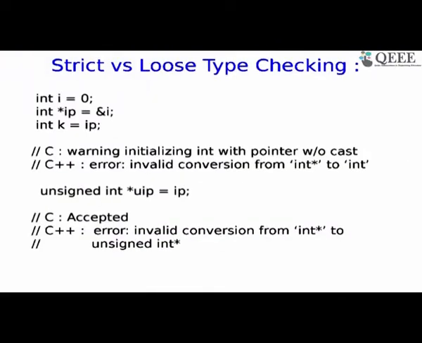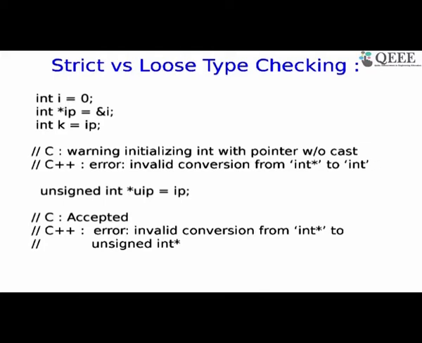C says warning, initializing int, which is k, with a pointer without cast. You are trying to get a pointer converted to an integer. It gives you a warning, but the unsafe part is it allows the program to go through, produces an executable a.out, it will run, and it may give you problems. If you look at C++, it says error, invalid conversion from int star to int. Int star is the right hand side, int is the LHS, and an error means this program cannot be run unless you correct the error.